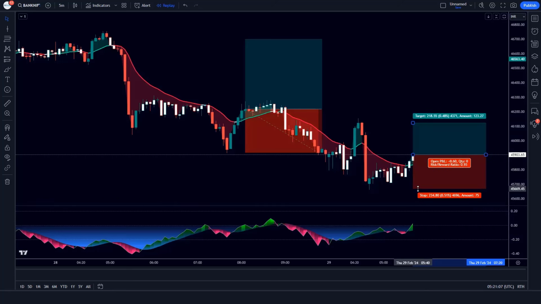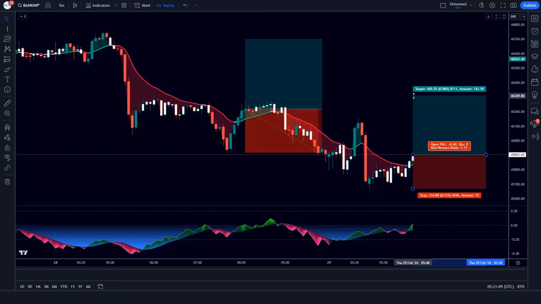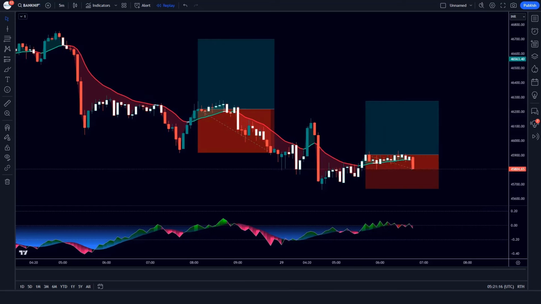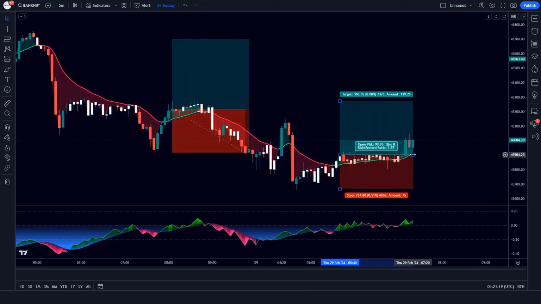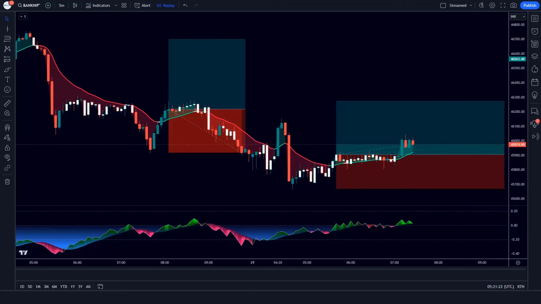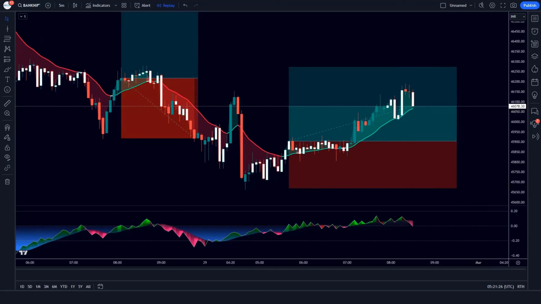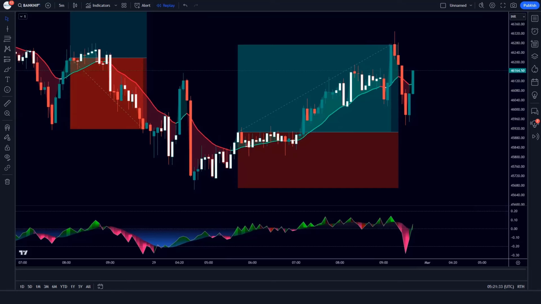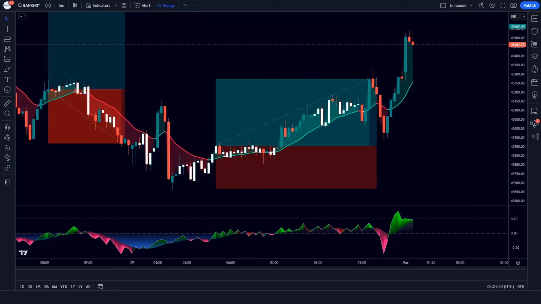Our stop loss will be placed at the current market of lower level, and the risk to reward ratio will be 1 to 1.5. The market has completely hit the target. Start using the volume buoyancy indicator today and take your trading to the next level.